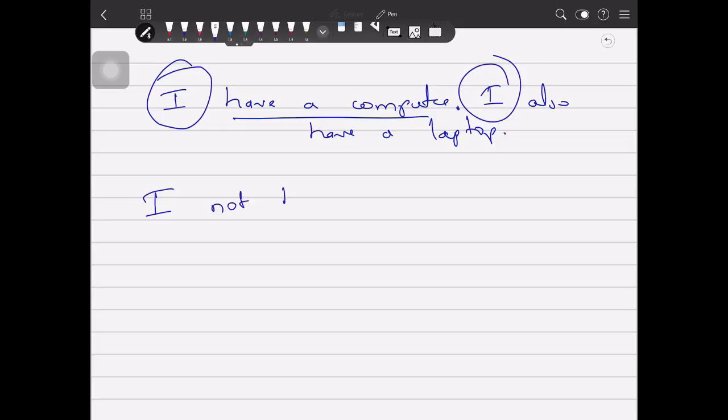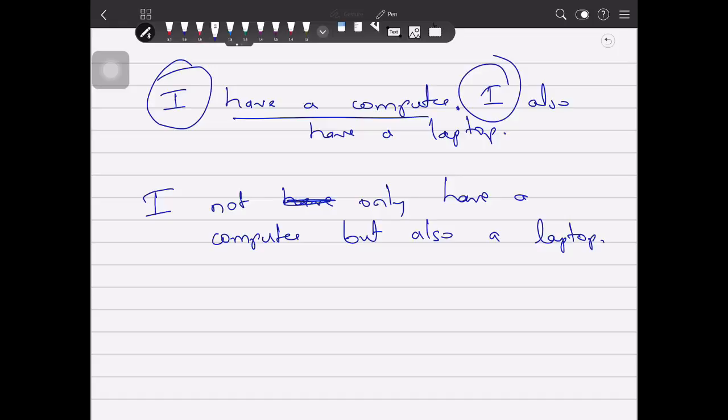I not only have a computer but also a laptop. Or else you can write it this way: I have not only a computer but also a laptop. Even that is correct. So I hope you understand this. Not only but also is a very easy English grammar.